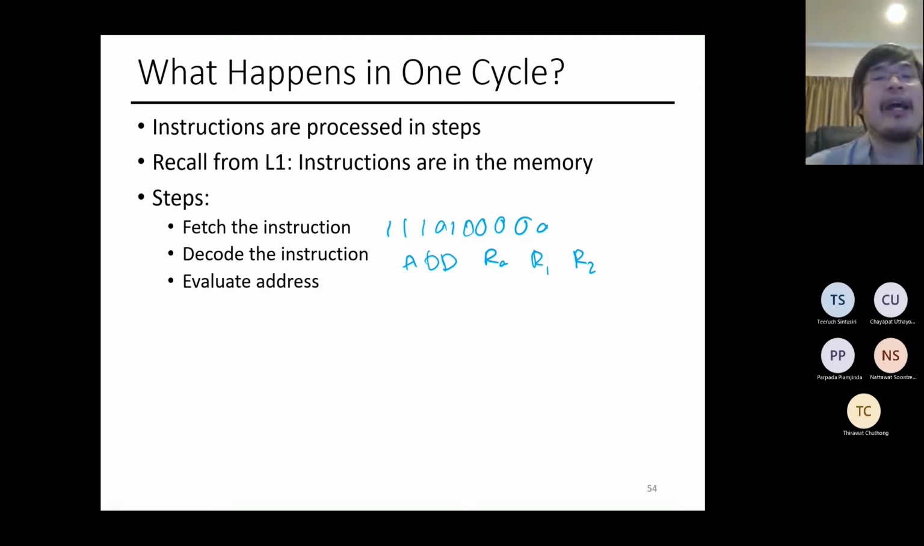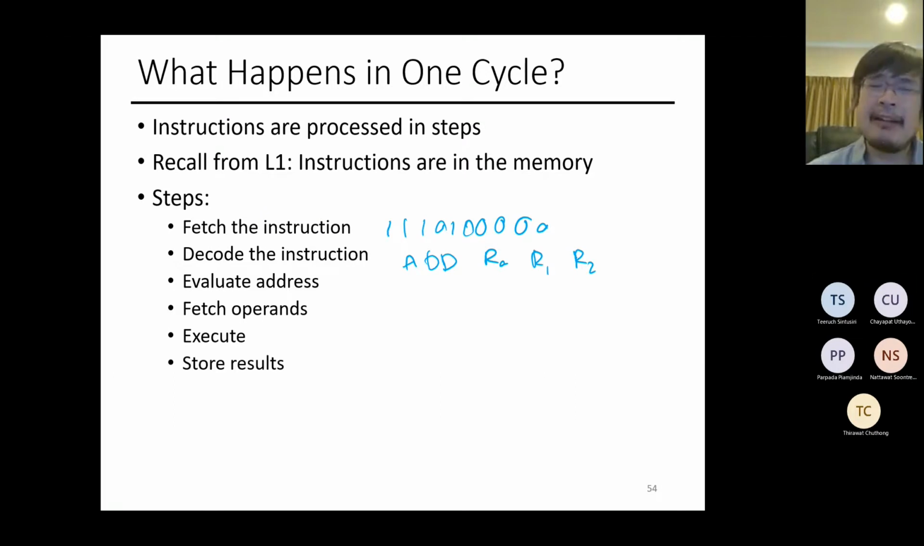Then I would evaluate the address if I need to get the address, or if I need to get the operand, I go get the operand. In this case, R0, R1, and R2, right? And then I execute, I run them. And then afterward, I would just have to store the results back. So this is what happens in one cycle for a single cycle processor, right?